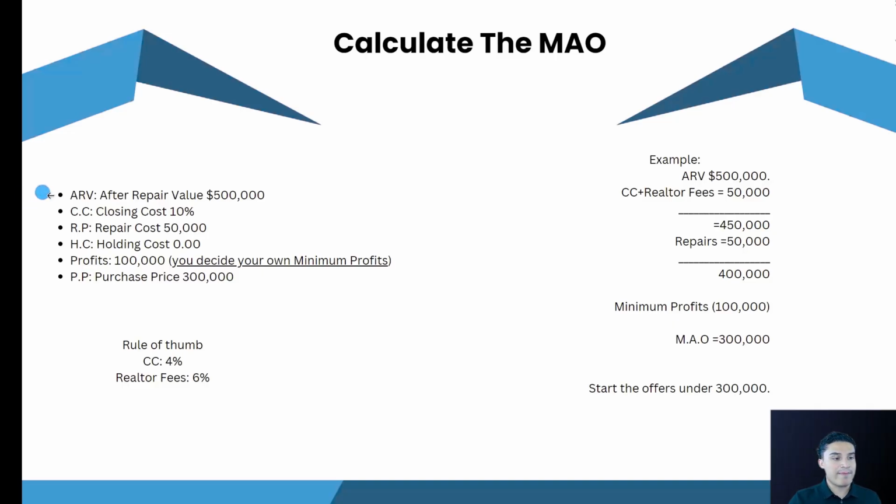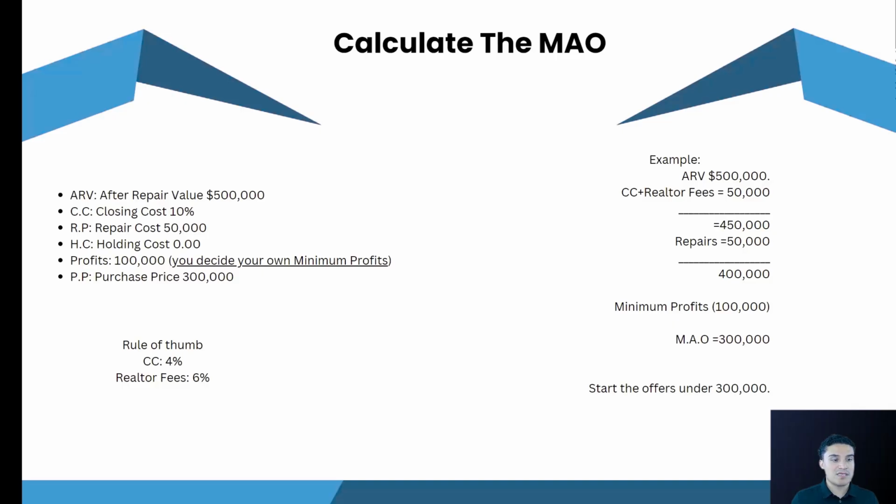Okay, so the example, the after repair value has the words over here. It's $500,000. Closing cost is always going to be 10%. So 6% is going to be towards realtor fees, okay? 3 for the buyer and 3 for the seller realtor. And then this is just, again, an example. Repair cost or repair price is going to be $50,000.